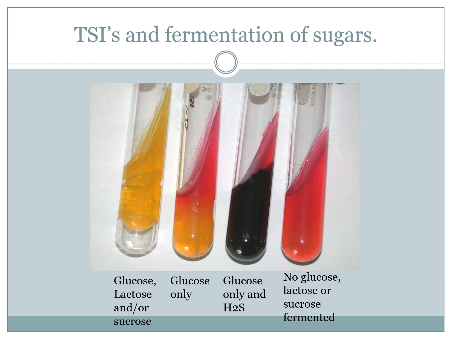You can see the slant is still red or alkaline, but the butt of that second tube is yellow. So that is a glucose fermenter and only a glucose fermenter. In the third tube, it's alkaline over acid plus H2S. So we can say that it is not a lactose and not a sucrose fermenter because it is red in the slant. But even though we can't see the yellow at the bottom because of the H2S, if it's an enteric, it must be glucose positive.